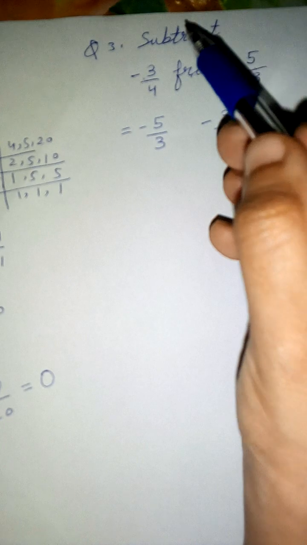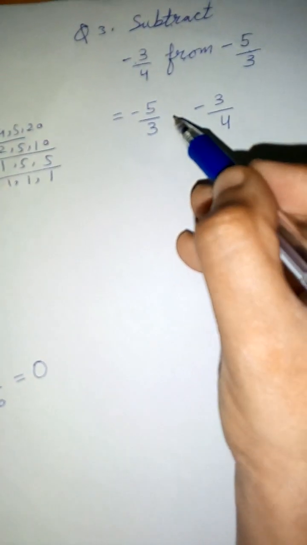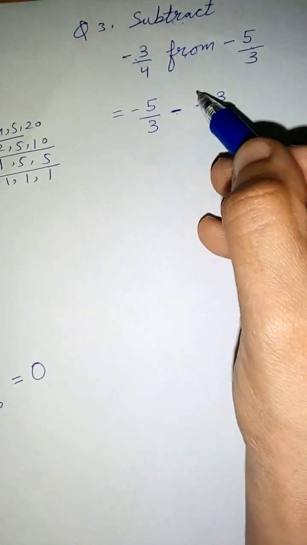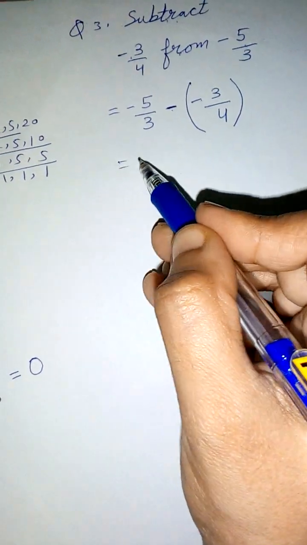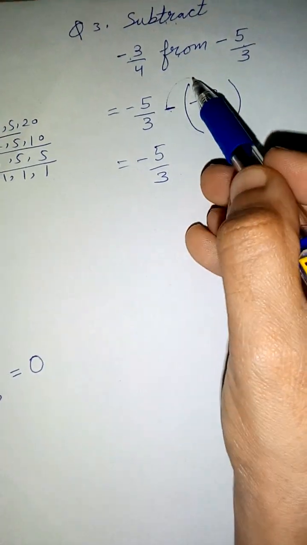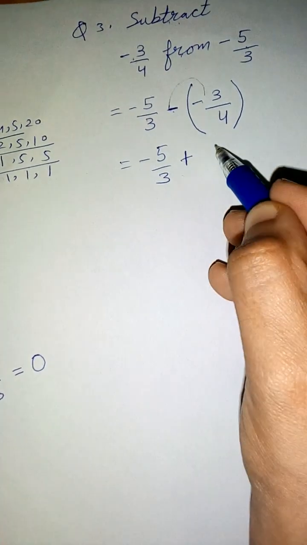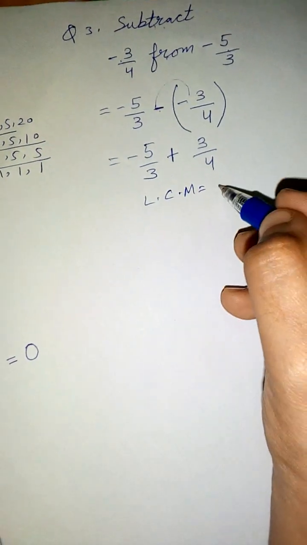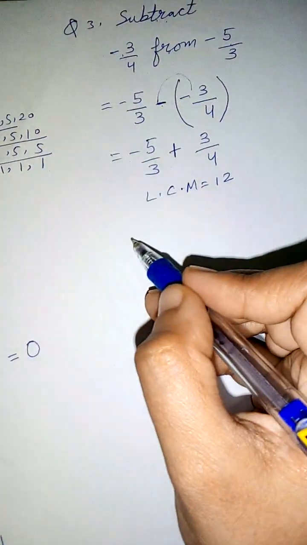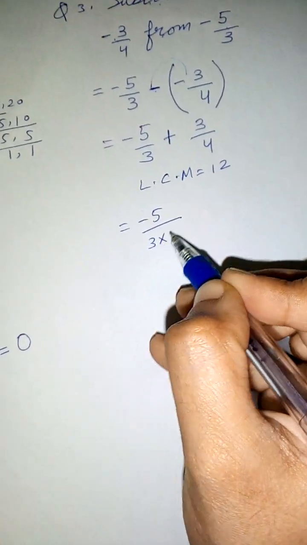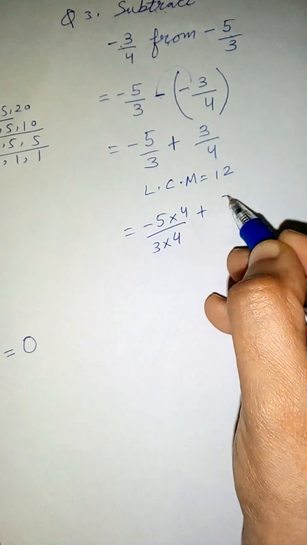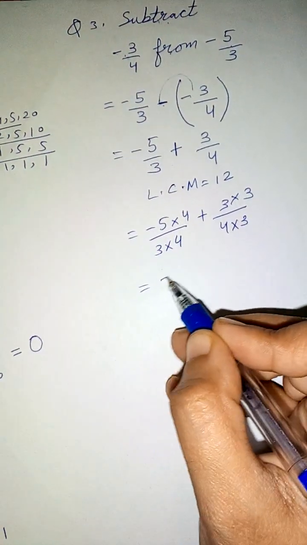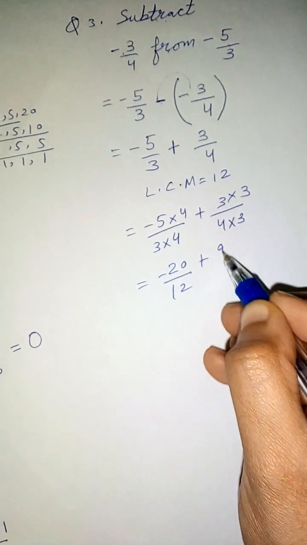But what is the operation we have to apply? The operation is subtraction, so we will write minus, but it is impossible to solve one sign at the same time, so for separation of the signs we will put a bracket. Now we can write it as minus 5 over 3, then minus minus becomes plus, the sign will change, so 3 over 4. Now we take the LCM, and we know very well the LCM of 3 and 4 is 12. Then minus 5, 3 multiplied by 4, multiply in the numerator, plus 3, 4 multiplied by 3, multiply in the numerator, then we have 5 times 4 is 20 over 12 plus 9 over 12.